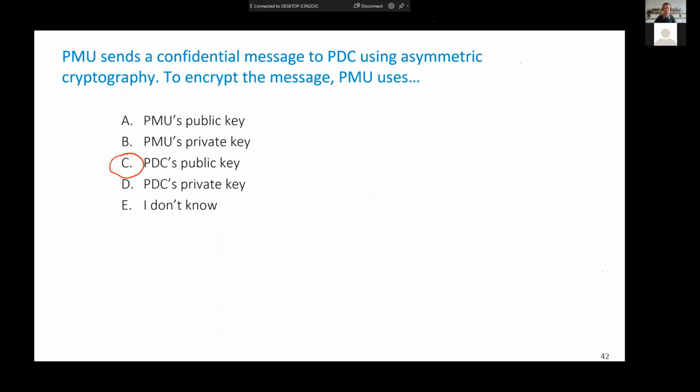Now that's the tricky part of asymmetric cryptography. But if you think about it, if you send a confidential message, it has to be confidential. That means only the PDC should be able to decrypt it. You, the PMU, know the message because you've encrypted it, but once it's encrypted, only the PDC should be able to see it. That means only the PDC should have the private key in order to decrypt. So the only key that I should use is the PDC's public key.